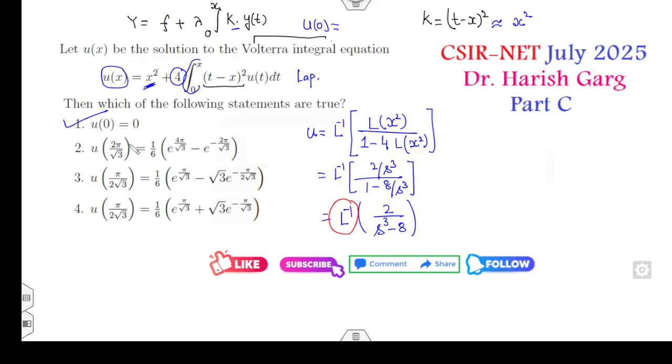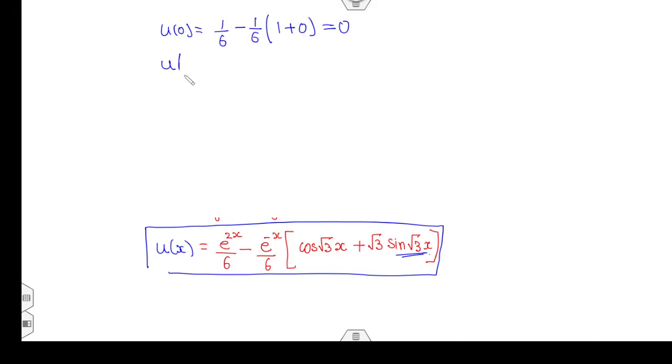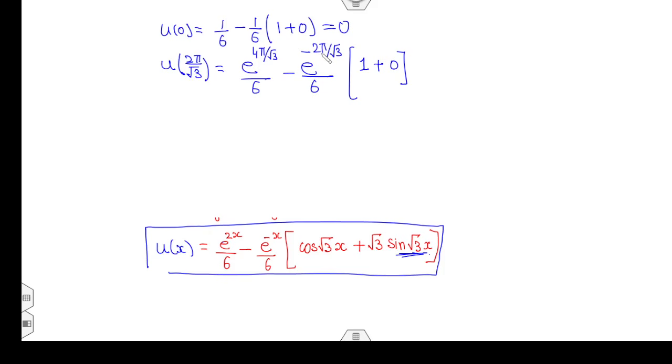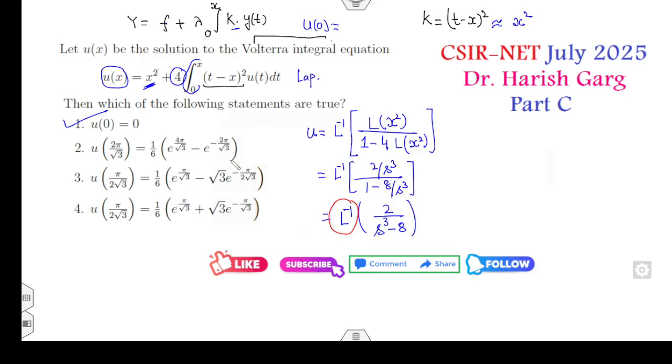Second part, 2 pi by root 3. 2 pi over root 3. So that number will be e raised to power 4 pi divided by root 3 minus e raised to power minus 2 pi over root 3. What is the value of cos of 2 pi? Cos 2 pi is plus 1, sin 2 pi is 0. So the answer is e raised to power 4 pi by root 3 minus e raised to power minus 2 pi divided by root 3, and 1 by 6 is the right answer.